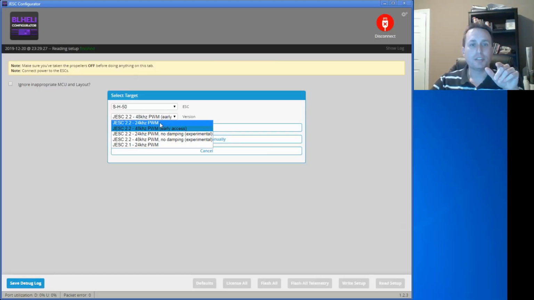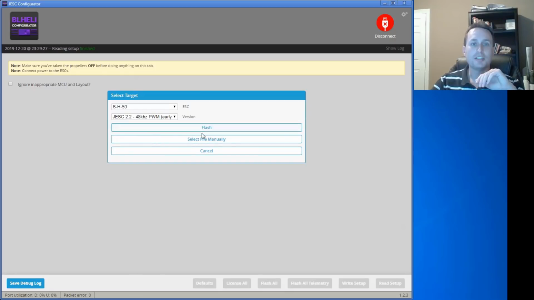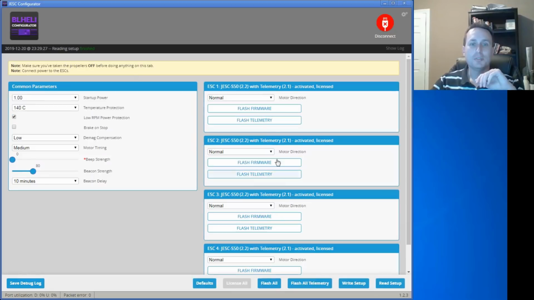Here's the 24 kilohertz stable release. These are with dampening turned off altogether. Some guys wanted to do some experimenting with that, so you can go ahead and check that out if you want to. And this is the older version, the 2.1, the 24 kilohertz. So we're going to just go with the 48. You'd hit, I'm not going to do it. You'd hit flash here, and then it will go through and it will flash each of the ESCs.